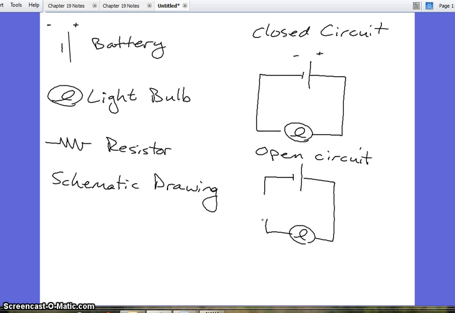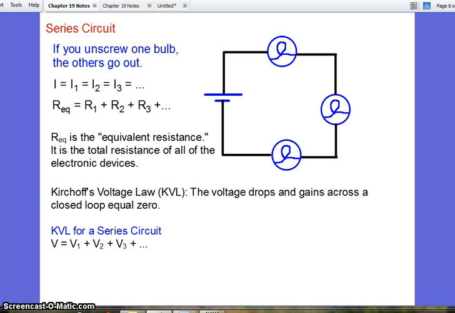Now, if we have more than one light bulb, we can connect these light bulbs in two different ways. The first way is in series. If we connect light bulbs in series, there's one complete path, one loop.